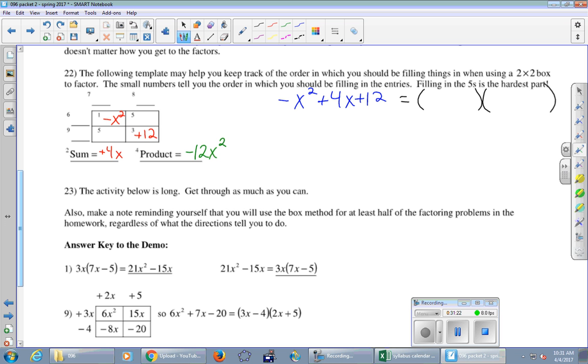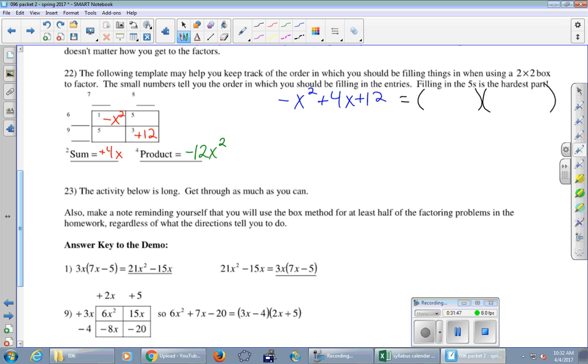They add up to 4x, and they multiply to negative 12x squared. Don't forget, negative 12x squared was the product of the things that I do know. But remember, the product on the one side is always equal to the product on the other. So even though I don't directly know what those two blanks are, I know for sure they multiply to the same thing that the one diagonal multiplies to. Okay, so we are looking for two things that multiply to negative 12x squared and add up to 4x.